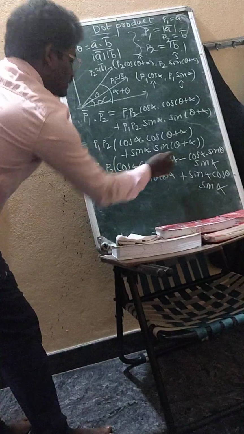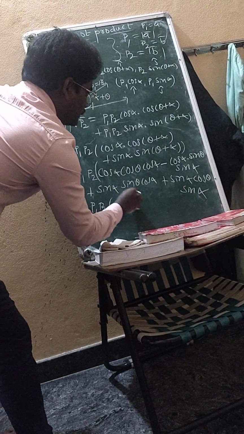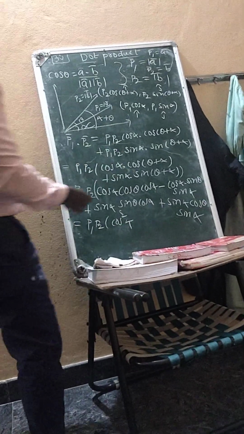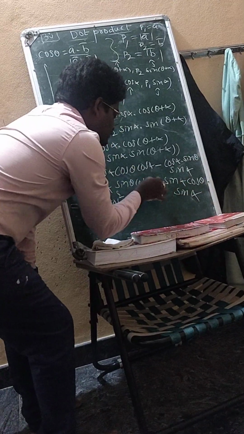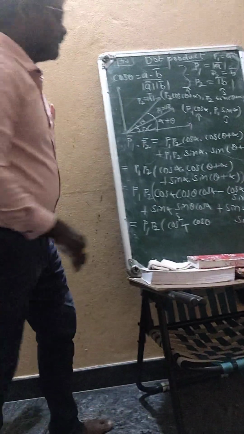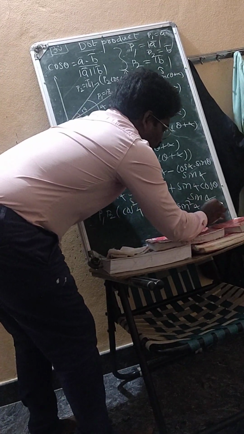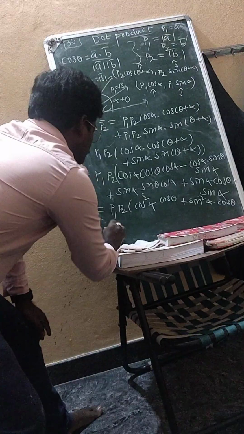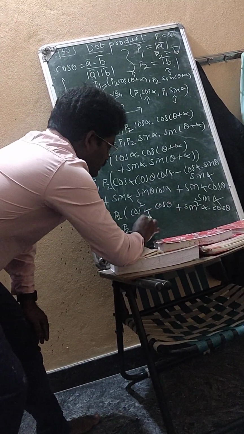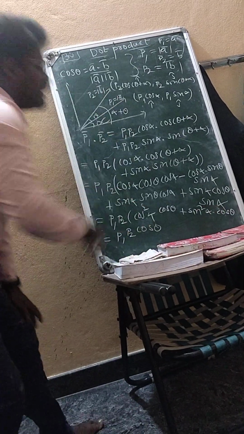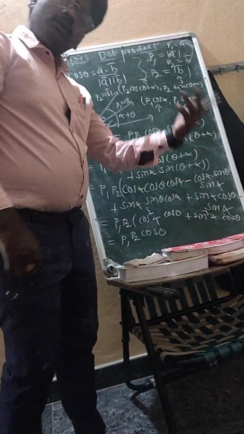Once you observe that one, cos alpha into cos alpha, P1 P2 are common, cos square alpha into cos theta. Clear? Plus and minus cancel. Next, sin alpha into sin alpha, sin square alpha into cos theta. And here P1 P2 and cos theta are common, remaining cos square alpha plus sin square alpha. What is the formula? Cos square alpha plus sin square alpha is 1.